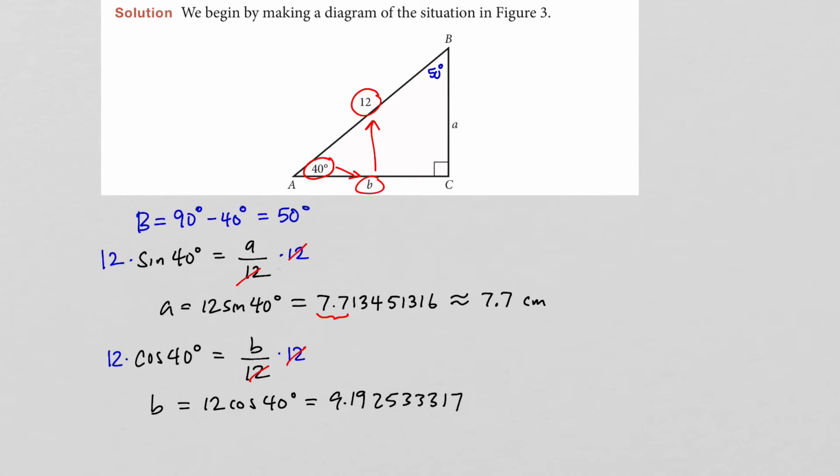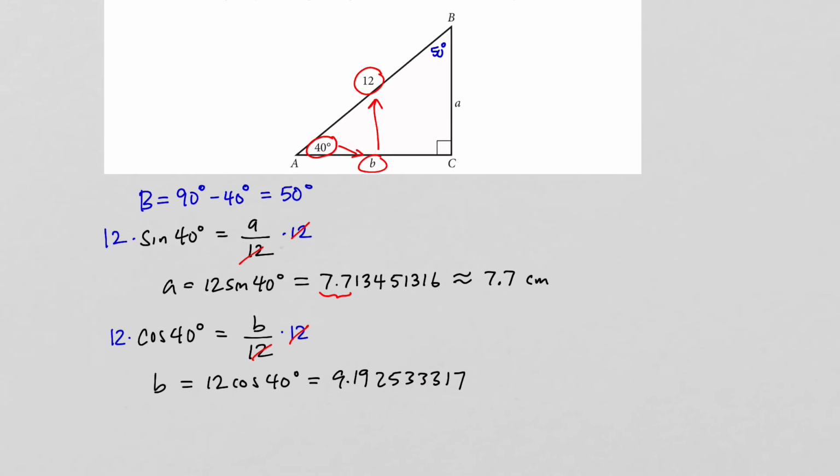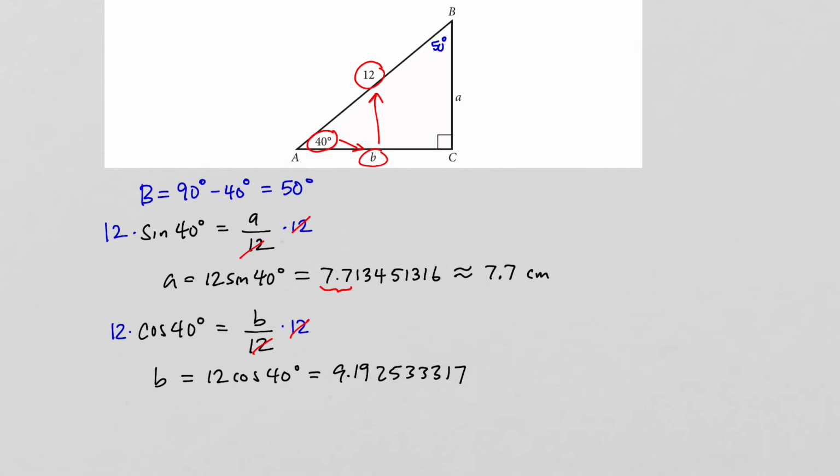9.192533317. And again, this is an extremely high degree of accuracy. We don't have any reason to expect that our answer is this accurate. So once again, we should cut off our measurement to only have 2 significant digits. So 9.19, when rounded to 2 significant digits, is 9.2 centimeters.